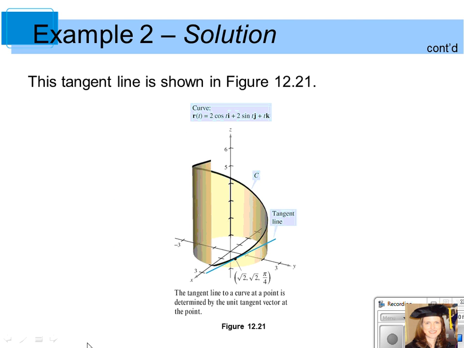Here's what it looks like graphically. The original vector valued function is this helix. At the point here, you see a line that is tangent to the curve, and the previous parametric equations define that line.